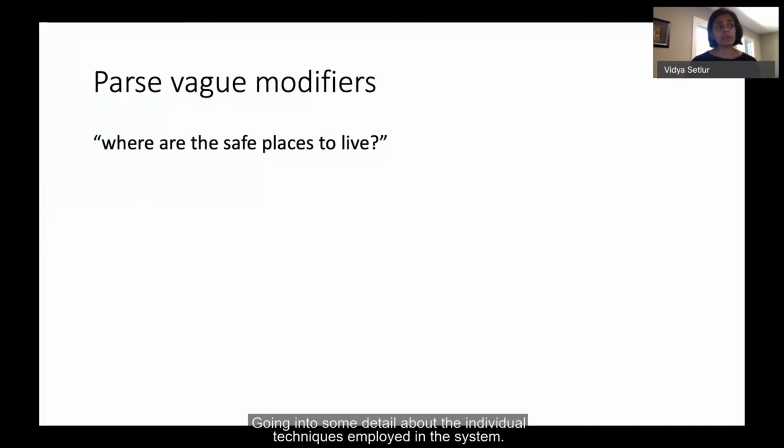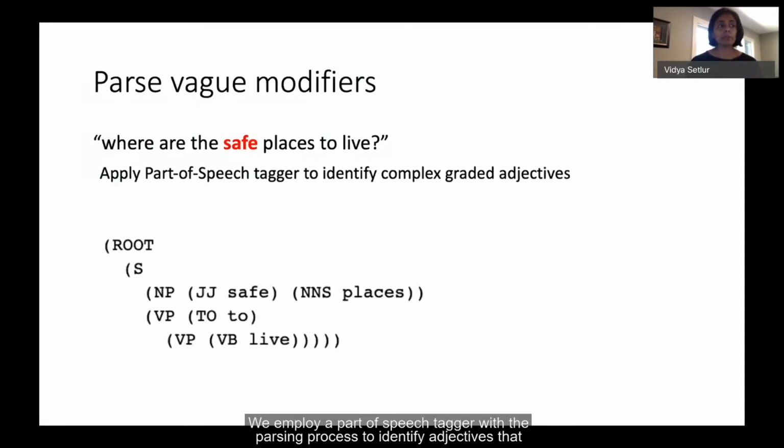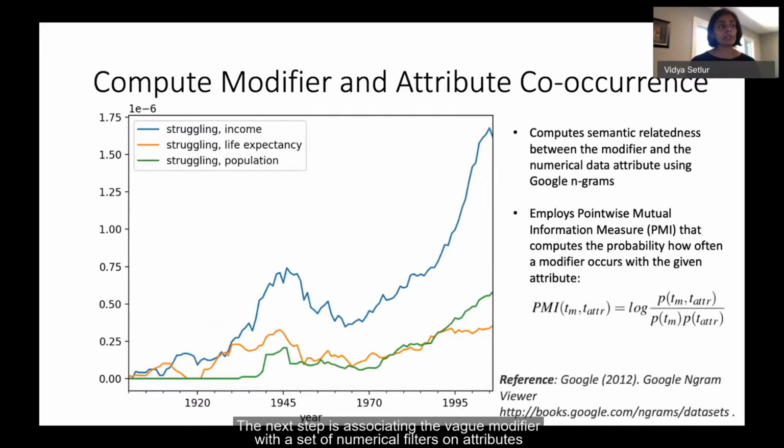Going into some detail about the individual techniques employed in the system, consider the utterance, "Where are the safe places to live?" We employ a part-of-speech tagger with the parsing process to identify adjectives that are typically modifiers. The system can distinguish complex gradable adjectives like safe, as you can see here in this example, from other numerical gradable adjectives like most and less by inspecting if the adjectives have numerical semantics that are comparative or superlative in nature. The next step is associating the vague modifier with the set of numerical filters on the attributes in order to generate a visualization response.